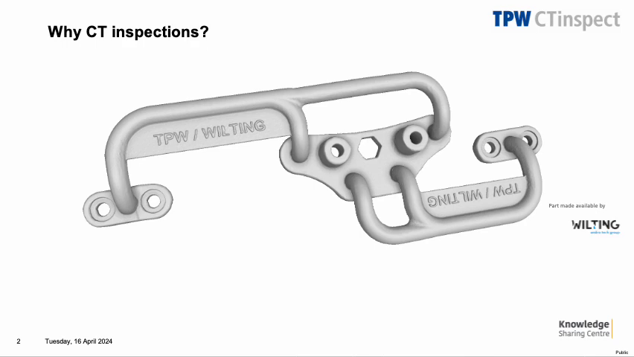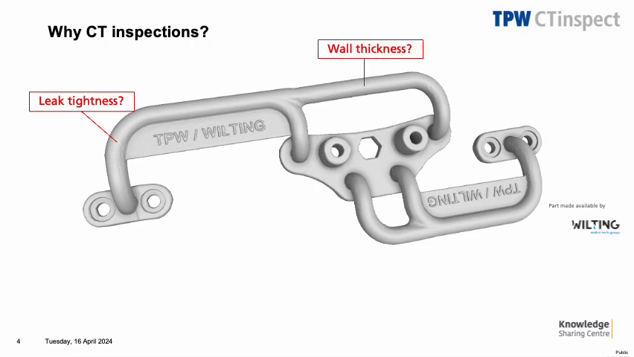Look at this example of an AM part. The tubes that connect the different components are hollow. If the tubes carry a medium, then of course leak tightness of the tubes will be of relevance. Leak tightness is of course also related to the wall thickness, and instead of doing a local measurement, you want to know if a certain wall thickness is present all over the surface of the tubes.